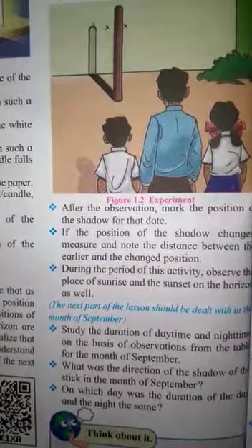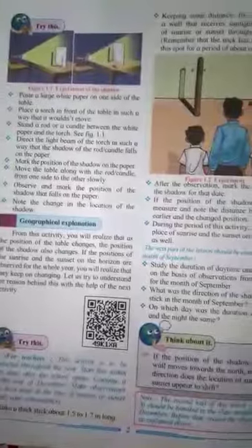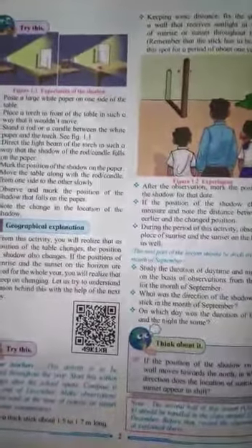Study the duration of daytime and nighttime on the basis of observation from the table for the month of September. What was the direction of the shadow of the stick in the month of September? On which day was the duration of the day and the night the same? This lesson is all activity based. You have to perform these activities to understand this lesson.